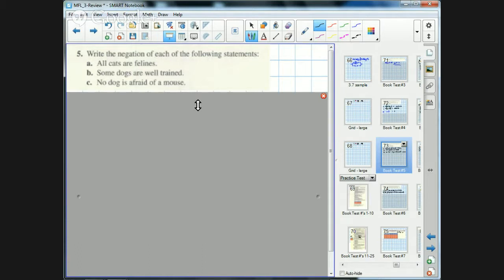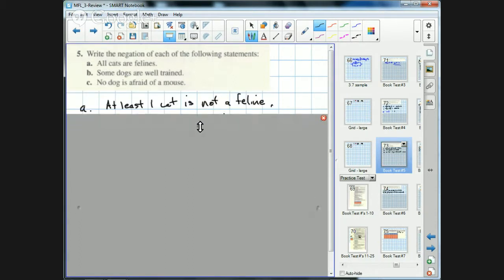How do you negate an all? All cats are felines. No cats? Nope, that's going too far. Remember, all you want to do is prove that all cats are feline. So some cats are felines? Yeah, or you could even say there's at least one cat that's not. So here's my answer: at least one cat is not a feline.